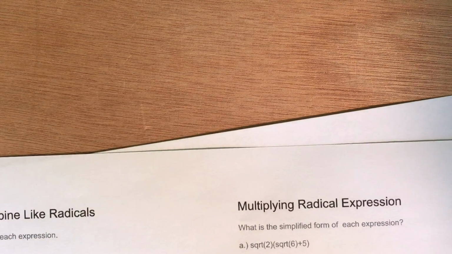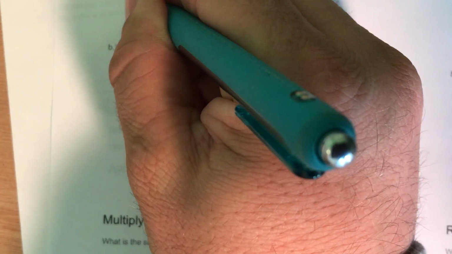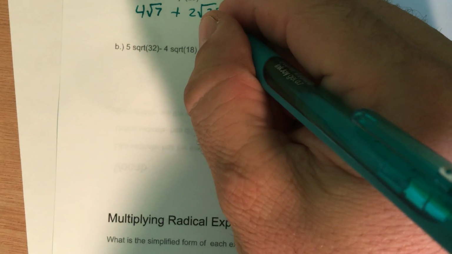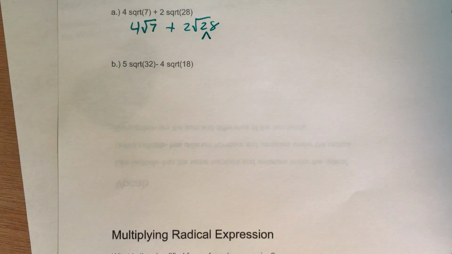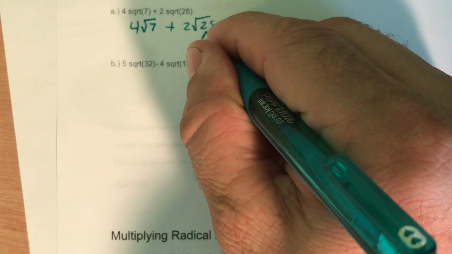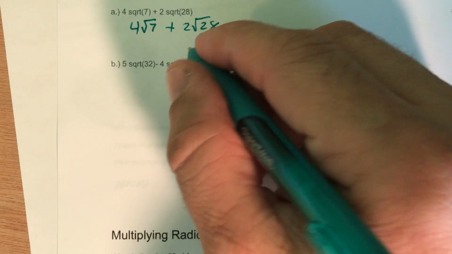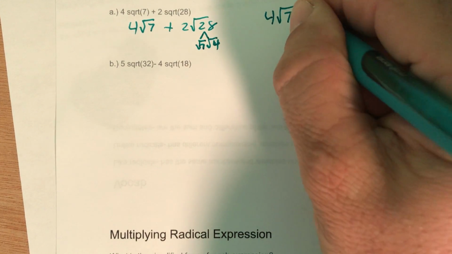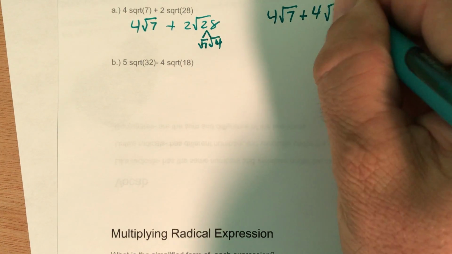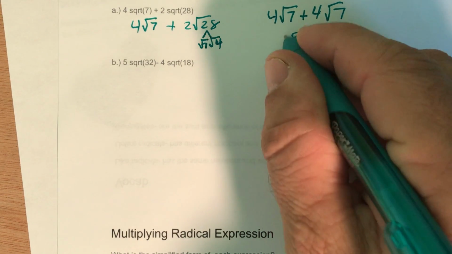Okay, what is the simplest form of this? Well, we have 4 square root 7 plus 2 square root 28. We don't have like radicals, but can we see if we can make this one work? Well, we can break this into, from last section, square root of 7 times the square root of 4, which would give us 2 times 2, which then gets us 4 square root 7. We can't do anything with the 7, so we end up with that again. And we should get 8 square root 7.